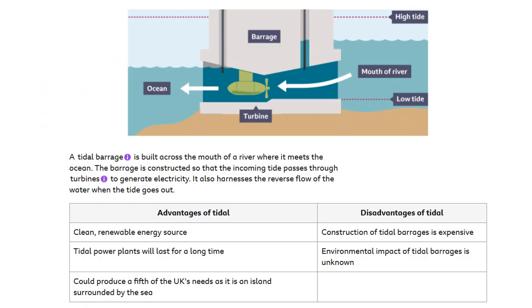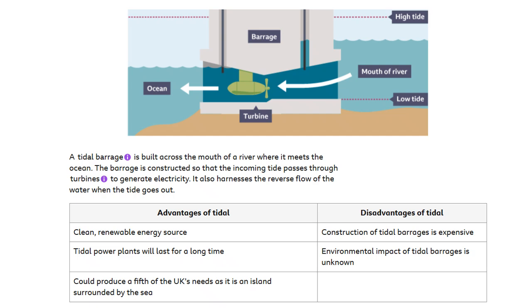So this is tidal. The disadvantage is that it is expensive. So the construction of tidal barrages is expensive. The environmental impact of tidal barrages is largely unknown, but the advantage is that it is clean, renewable, it can last for a long time, and it does produce a fifth of the UK's needs as it is an island surrounded by the sea.